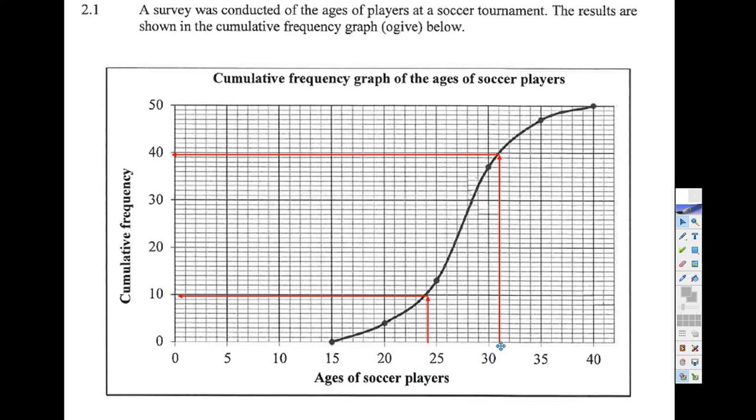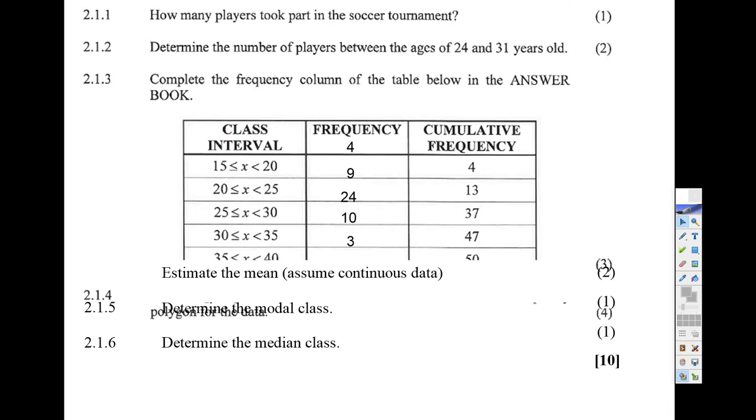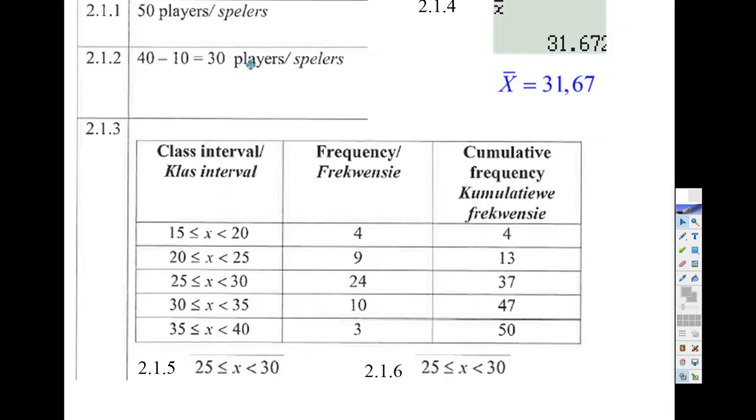Then you go to 31, 31, 32, 33 there. Go to 31, run up to the ogive curve, run over, and you hit 40. And 40 minus 10, hey, you estimate that there are 30 players between the ages of 25 and 31. And that's how you do it. And we've filled this out.